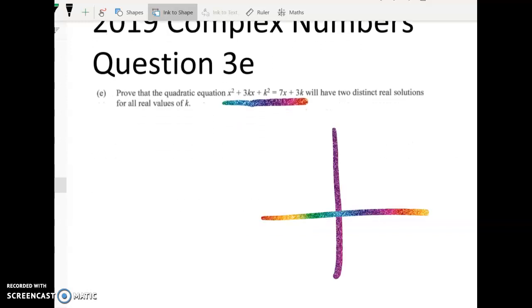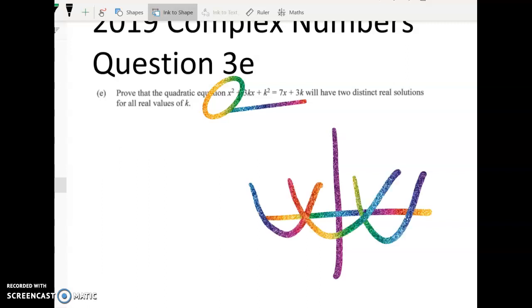the graph is going to look like this. We've got an x squared here, and we've got no x squareds on the other side. So we've got some kind of up the right way parabola. For it to have two distinct real solutions, it's got to look like this, or something like this. And that should scream discriminant problem at you.